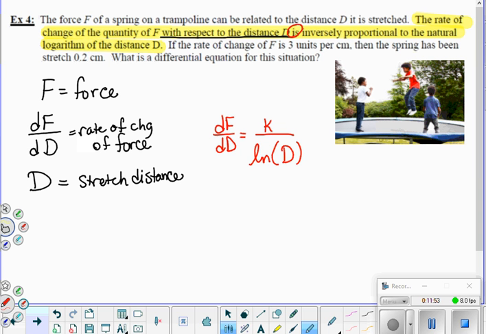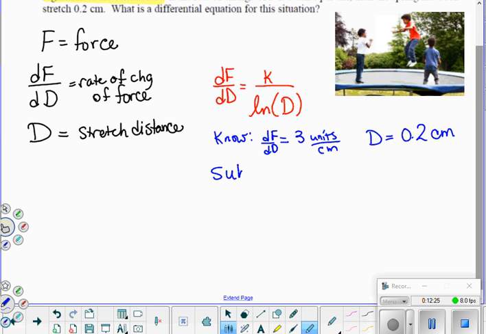Now, there's just the general equation, but this time, since we know dF dD is equal to 3 units per centimeter, and that occurs when the spring has been stretched, then we know D, the stretch distance of the spring, is 0.2 centimeters. So we're going to substitute into our differential equation. Often, I guess I don't need the dash, just diff EQ for differential equation.